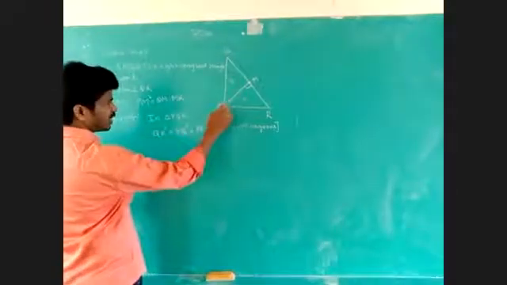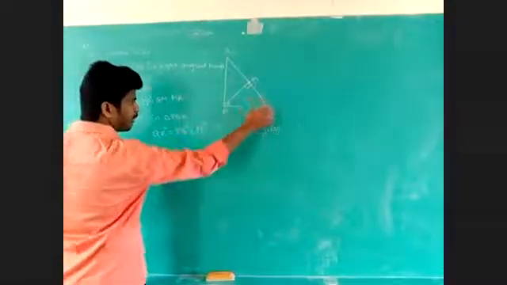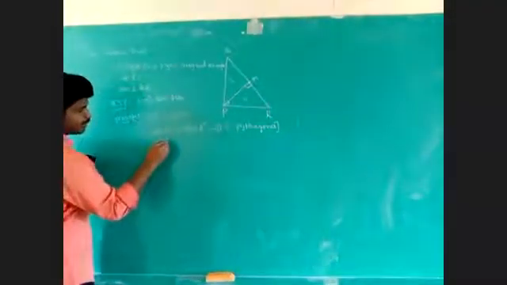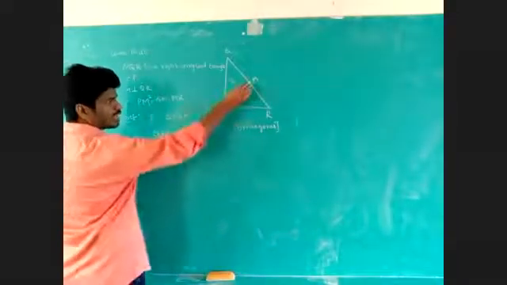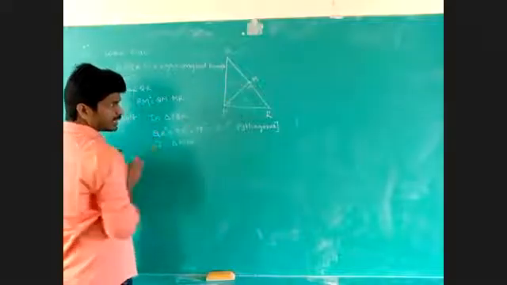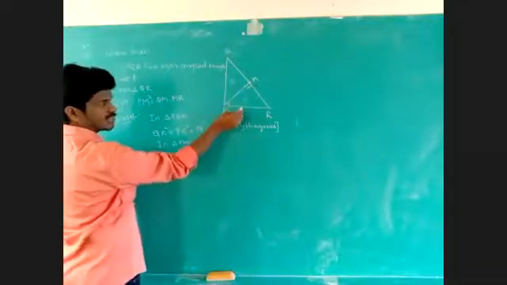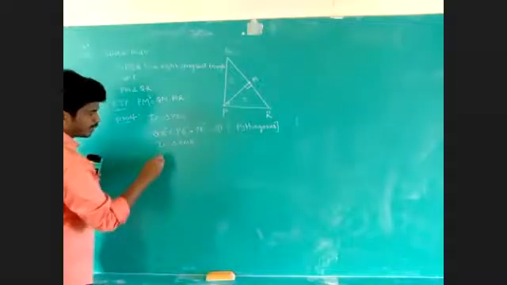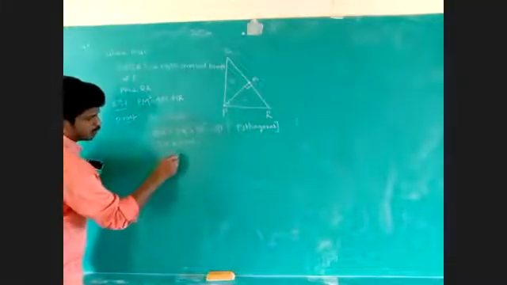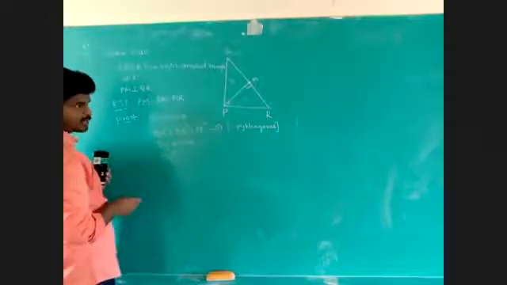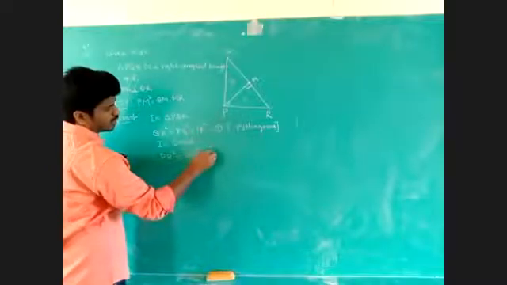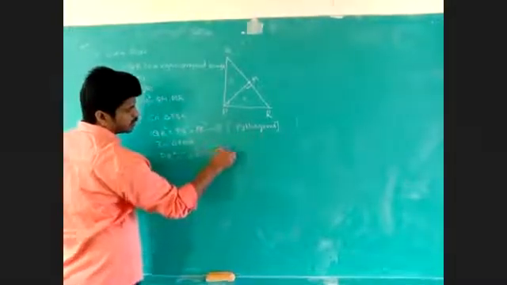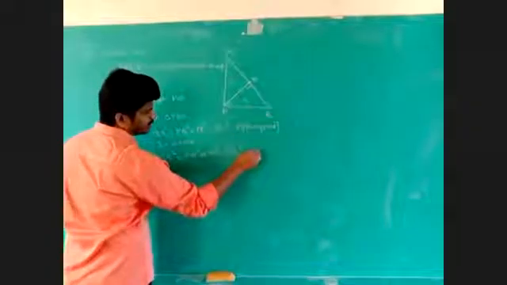Next, take the first small right angle triangle. What is the first small right angle triangle? PMR. In triangle PMR, right angle is at point M. Then apply Pythagoras theorem. Right angle opposite side is called hypotenuse. That's why PR square equal to PM square plus MR square. This is equation number 2, since Pythagoras theorem.